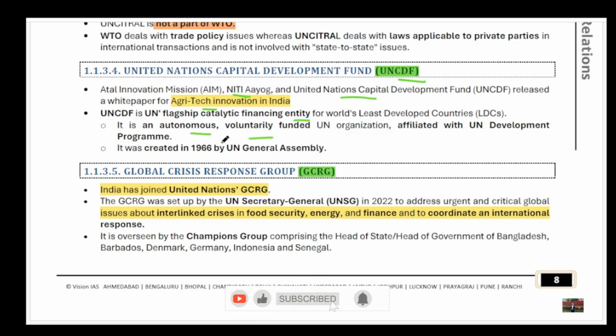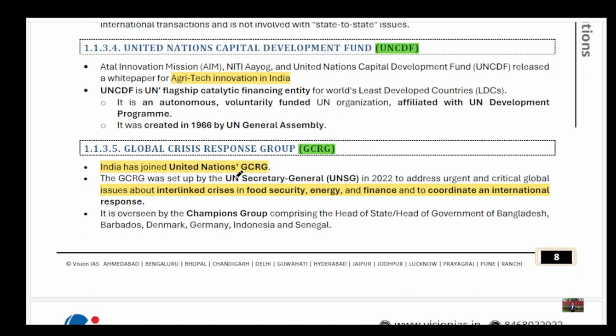Autonomous and voluntarily funded: if any of the 193 members of the United Nations want to contribute towards the fund, they can. It is not mandatory, right? It is voluntary in nature and affiliated with the UN Development Program. It was created in 1966 by the United Nations General Assembly. So this is what is sufficient for us with regard to the United Nations Capital Development Fund.